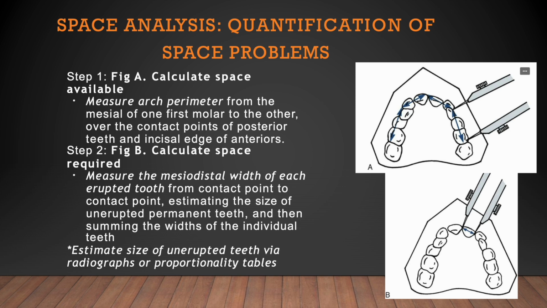Now, space analysis. How do you quantify space problems? Well, we calculate space available and then we subtract the space required. You can take a look here on the screen if you want to know how to calculate those, but basically you're calculating the arch perimeter from the contact of the first molar to the contralateral first molar, and then you're adding up the mesiodistal width of each erupted tooth and subtracting it from there. And then you can estimate the amount of space deficit that you have, and you can determine whether you need space maintenance or not.